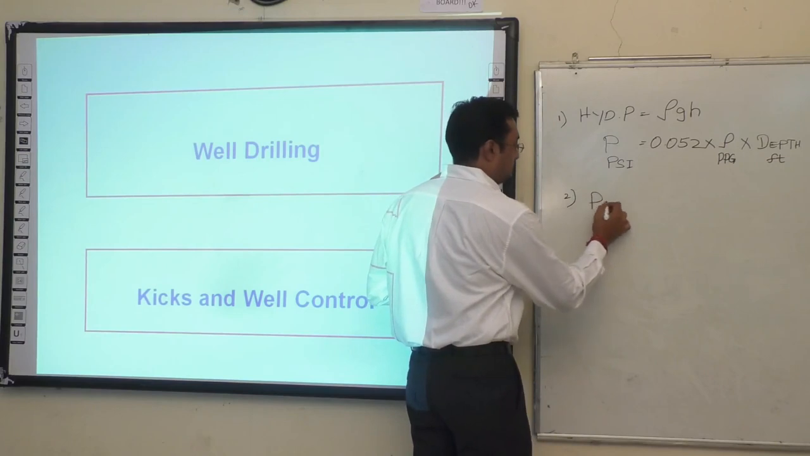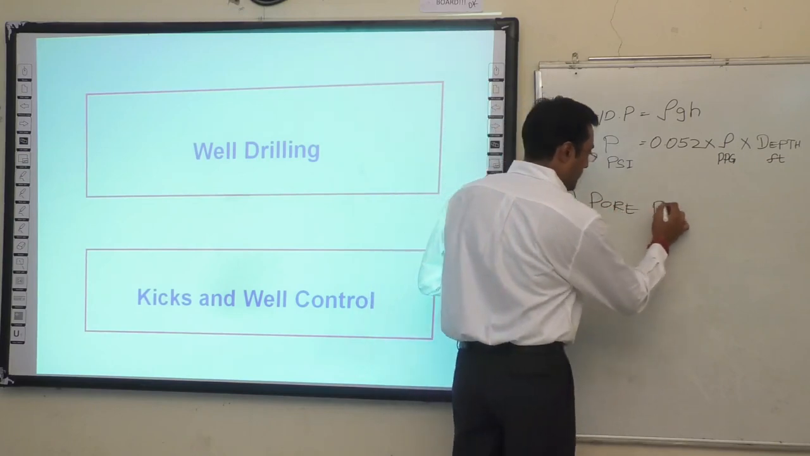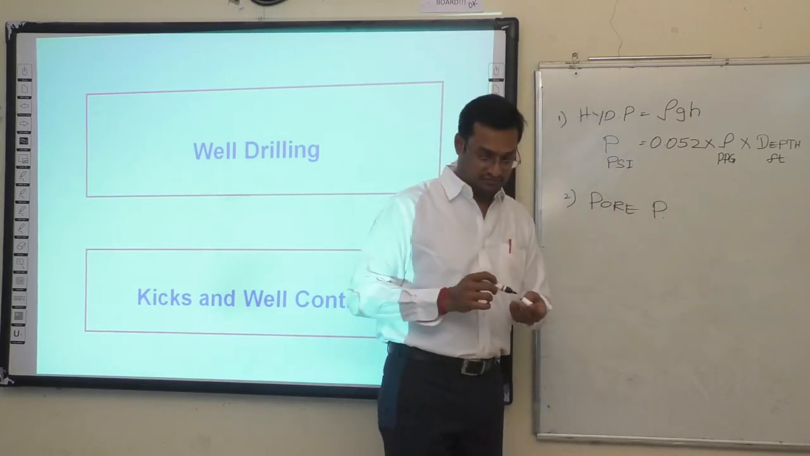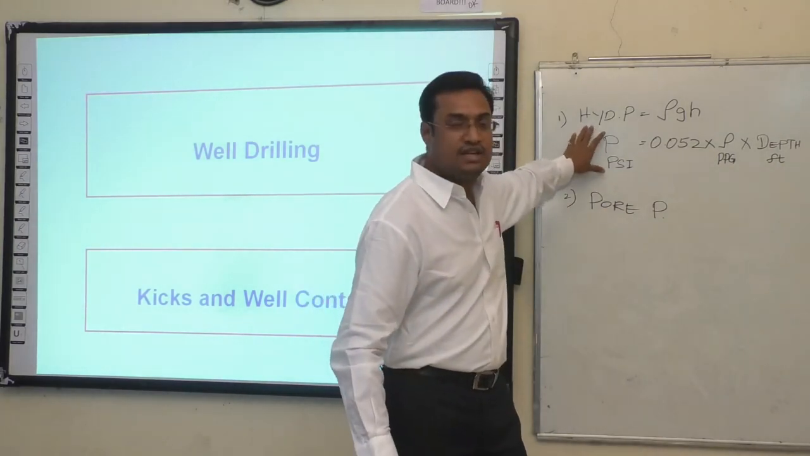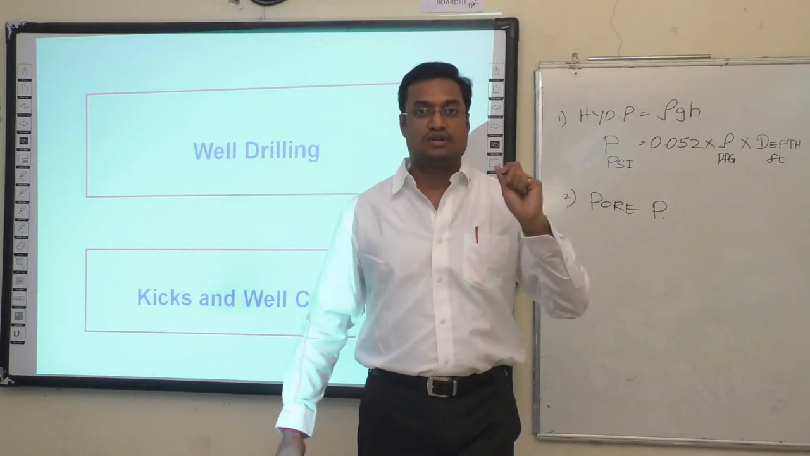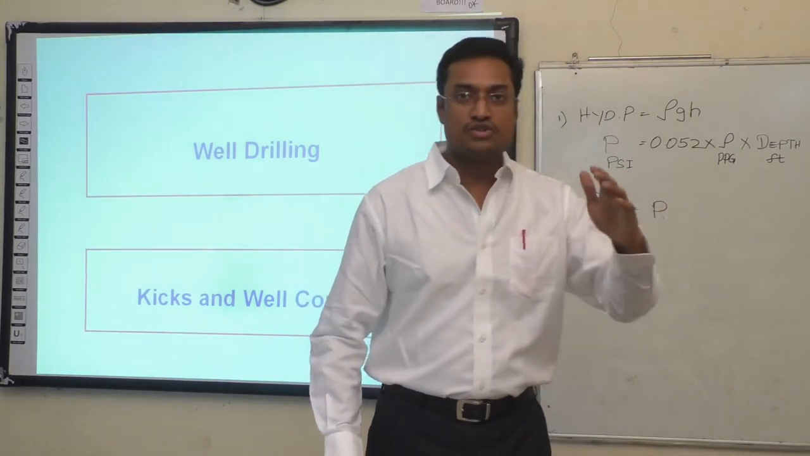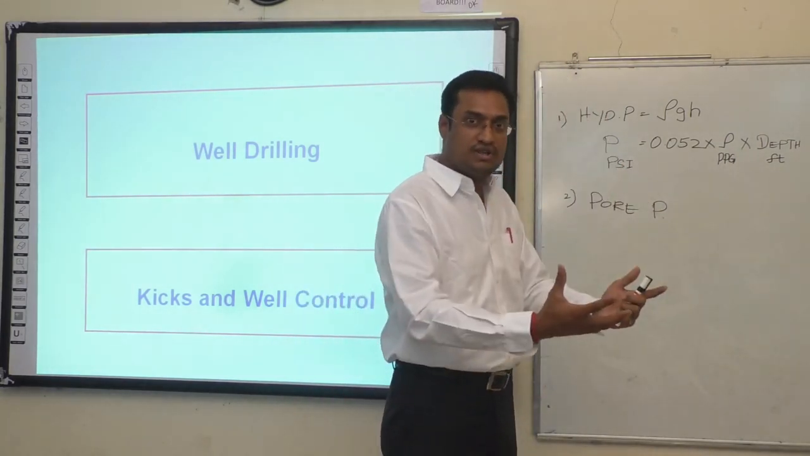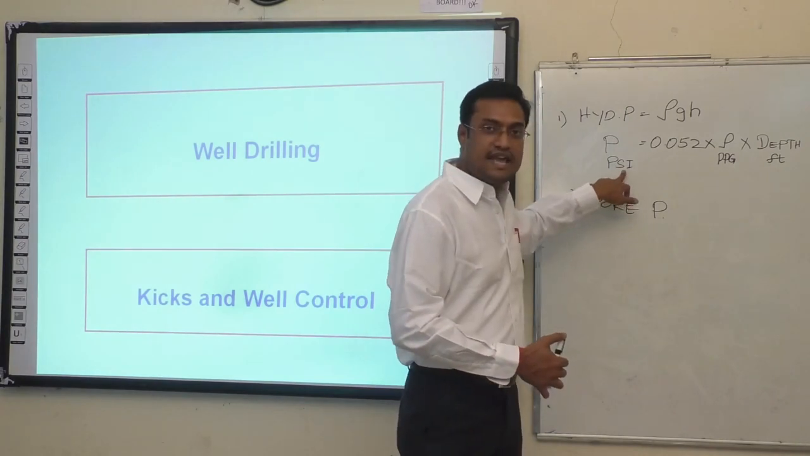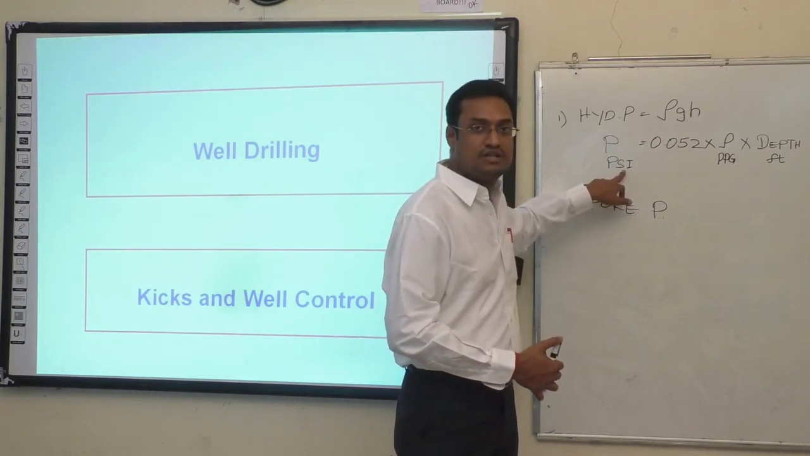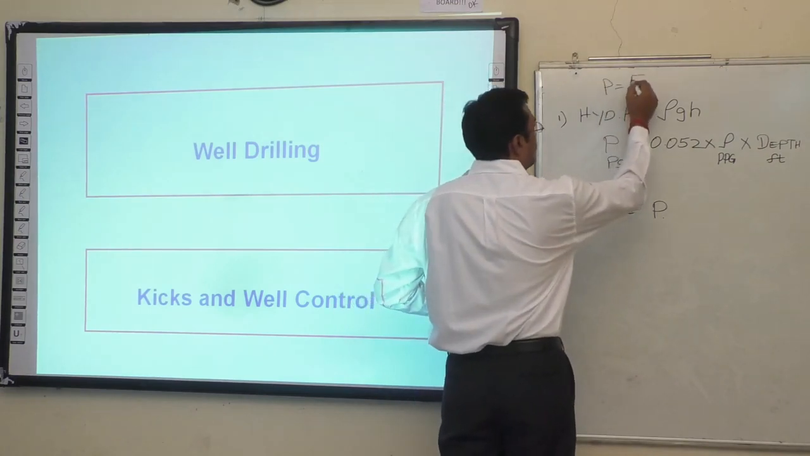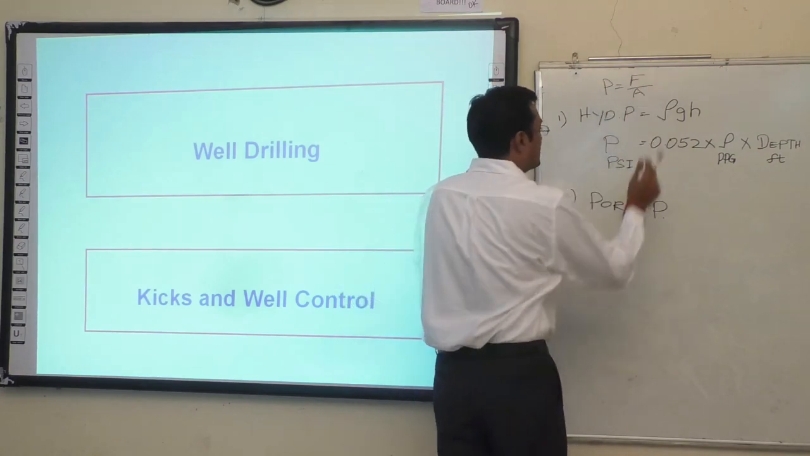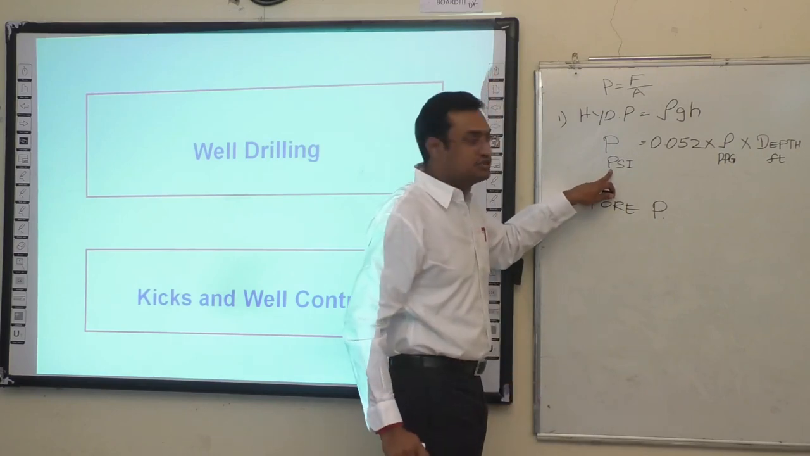So we talk about pore pressure. Again, we express all the pressure terms in terms of PSI, pounds per square inch. Pound is nothing but the pound force acting on a unit area, square inch. Pressure is equal to force divided by area, that's pound force per square inch.